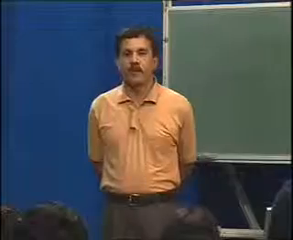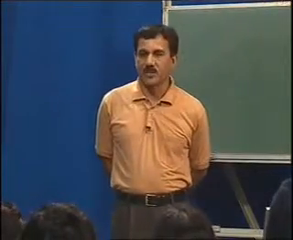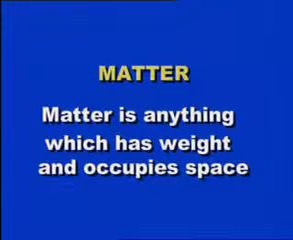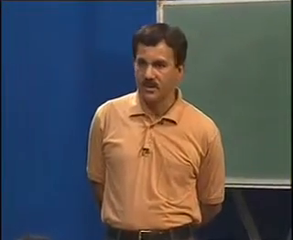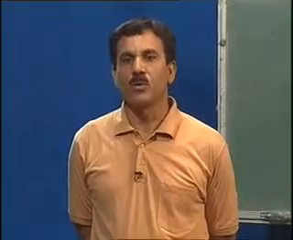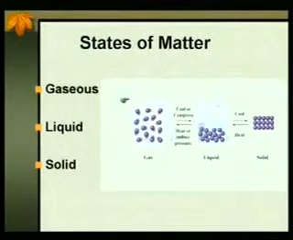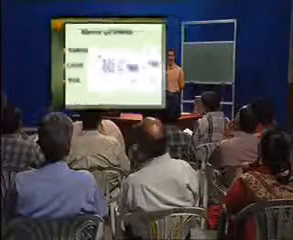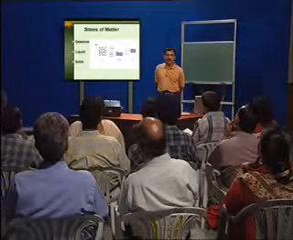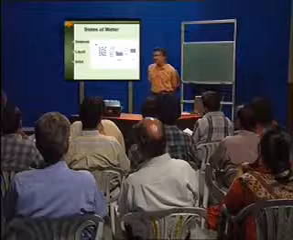So first of all, let's define matter. Matter is anything which has weight and occupies space. Air around us is matter, we are matter, the whole universe is made up of matter. In this diagram we have shown three important physical states of matter. First is gaseous, second is liquid, third solids. From this picture the basic differences between these three states are very clear.